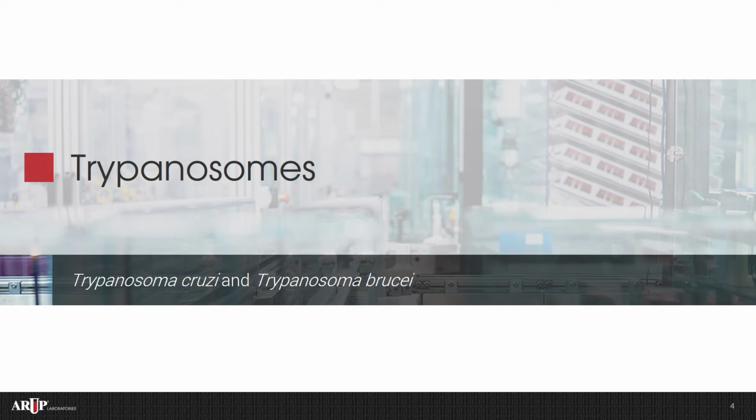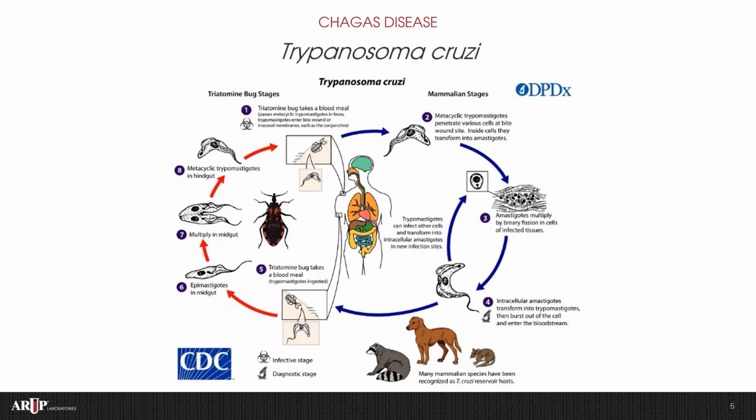We will discuss two different types of trypanosomes, Trypanosoma cruzi and Trypanosoma brucei. Trypanosoma cruzi causes Chagas disease, which is endemic to the American tropics. An infected triatomine insect vector, or kissing bug, takes a blood meal and releases trypomastigotes in its feces near the site of the bite wound.